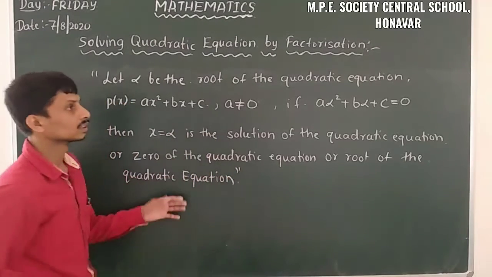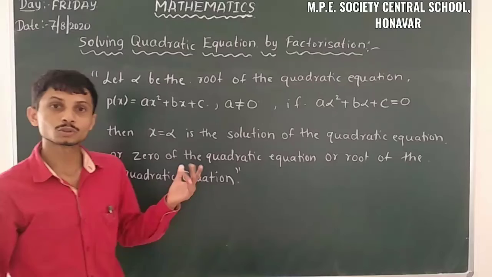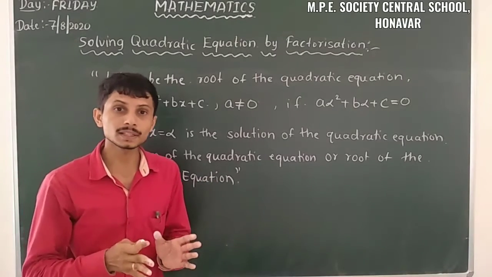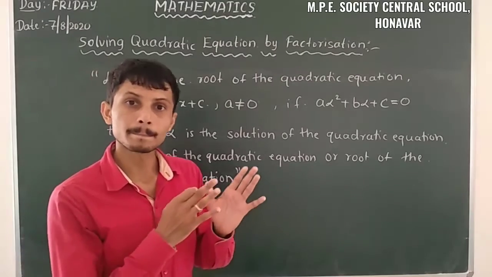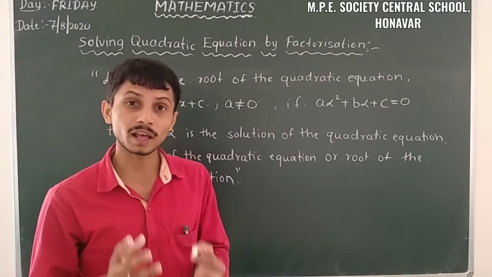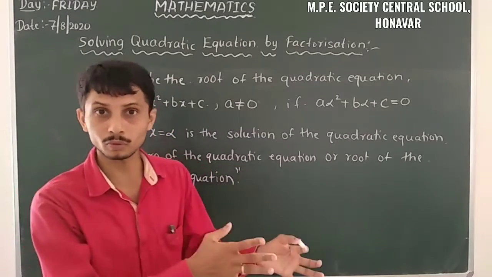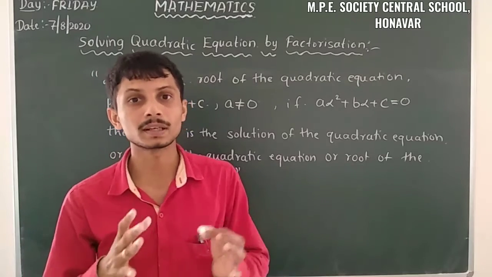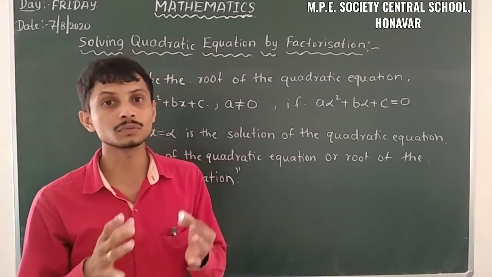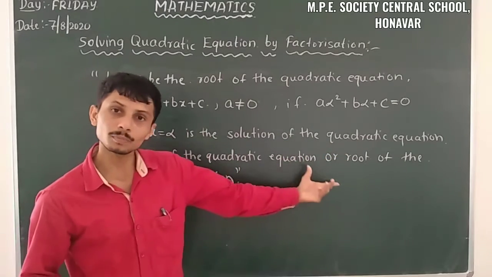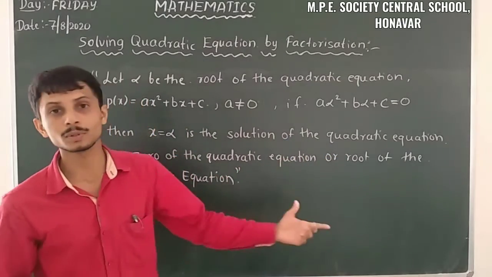Quadratic equation. Yes. So this is the definition of solving a quadratic equation by factorization. That means when alpha is one of the factors of a quadratic equation, when we insert the value x is equal to alpha in that quadratic equation, the value of the polynomial becomes 0. That value of x we call a solution of the quadratic equation, or zero of the quadratic equation, or root of the quadratic equation.